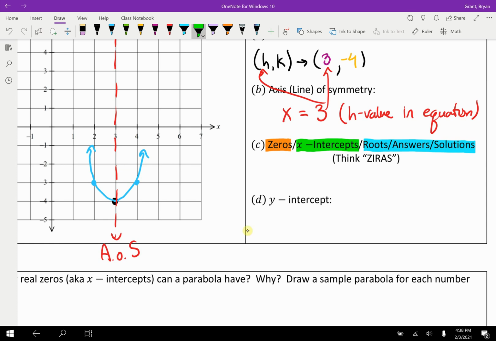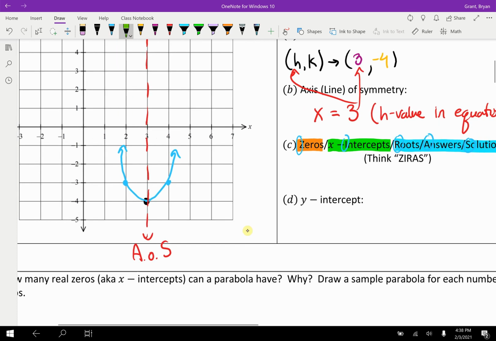Now, I have an acronym that I use, ZIRAS, Z-I-R-A-S, and that just comes from the first letter in each word. Oops, and I circled the X over here, awkward. Z-I-R-A-S. And that's just to help remind you that all of those mean the same thing. Zeros are just the x-intercepts. We're probably most familiar with the word x-intercept, so let's do that for part C.